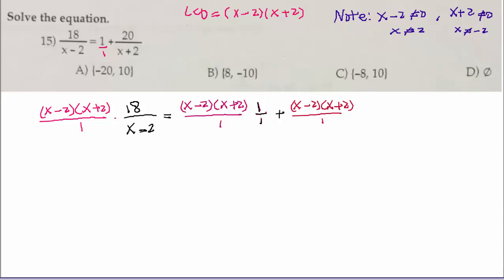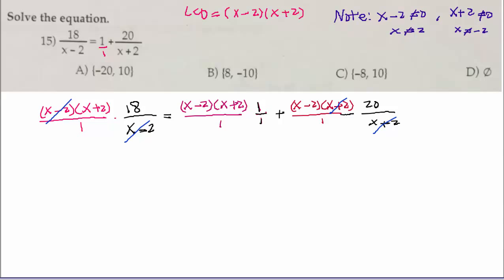Remember why we're doing this again. We're doing this to eliminate the fraction. So my next step would be to simplify. All right, let's do that. X minus 2 over x minus 2 turns to 1. And x plus 2 over x plus 2 turns to 1. So what do I get for the first term, anyone?